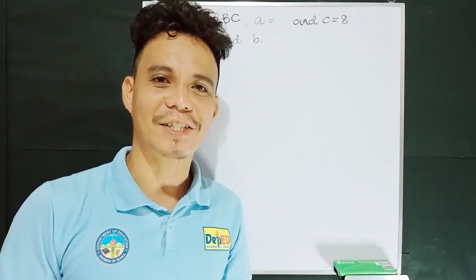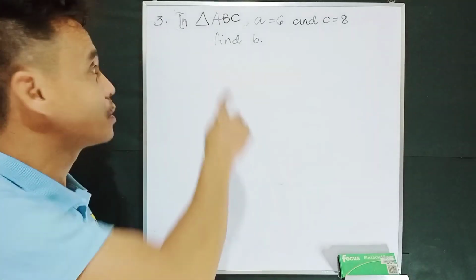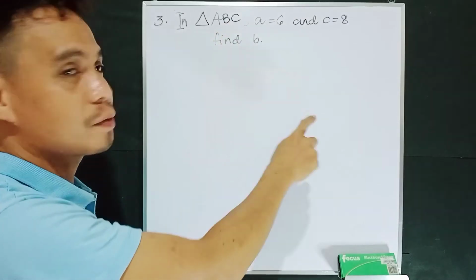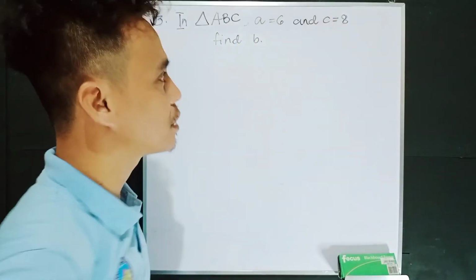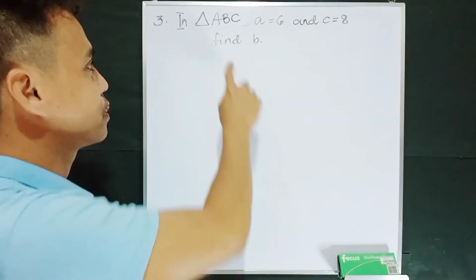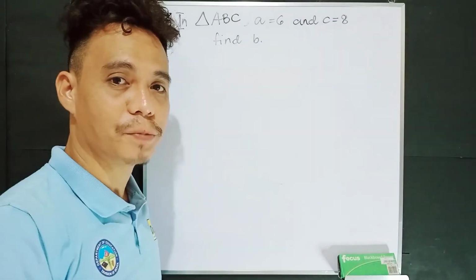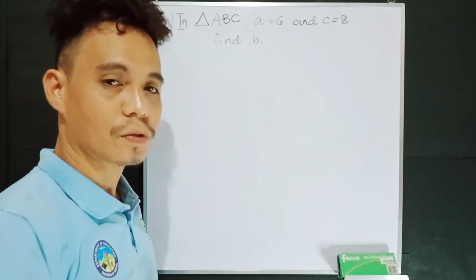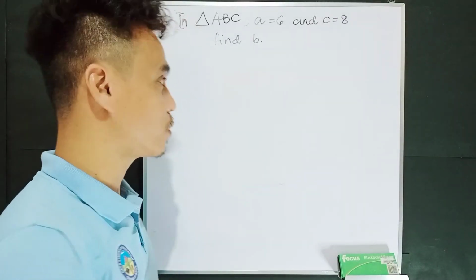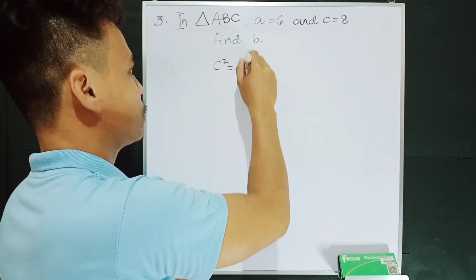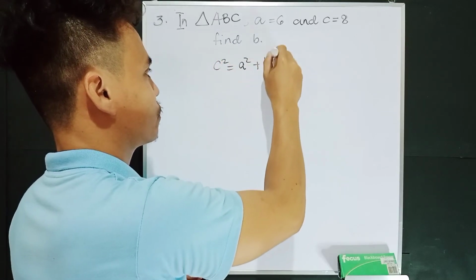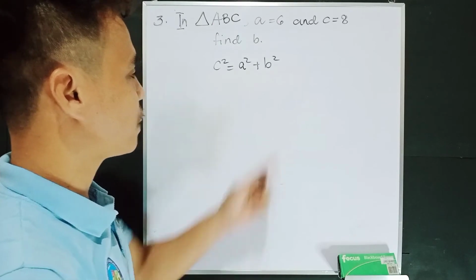Let's try our last example. In triangle ABC, your A is 6 and your C is 8. Find the value of your B. So, gamitin rin natin yung formula ng Pythagorean theorem. So, we have C squared is equal to A squared plus B squared. So, hinahanap natin yung B.